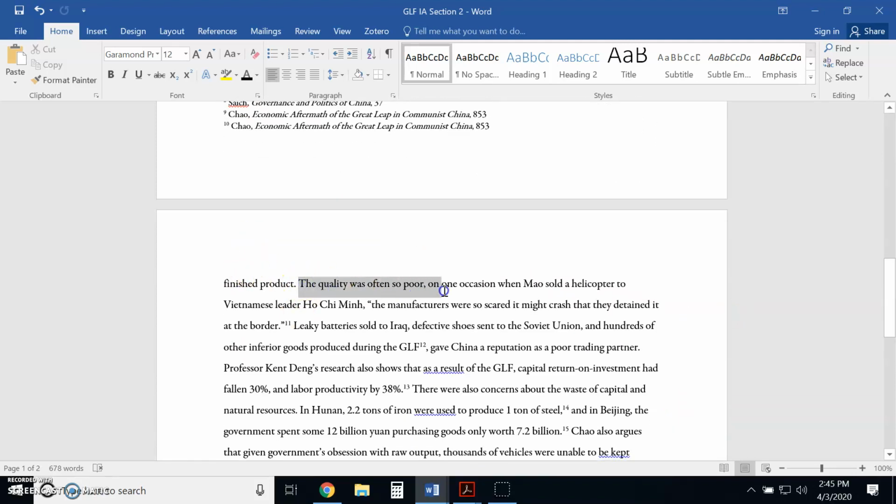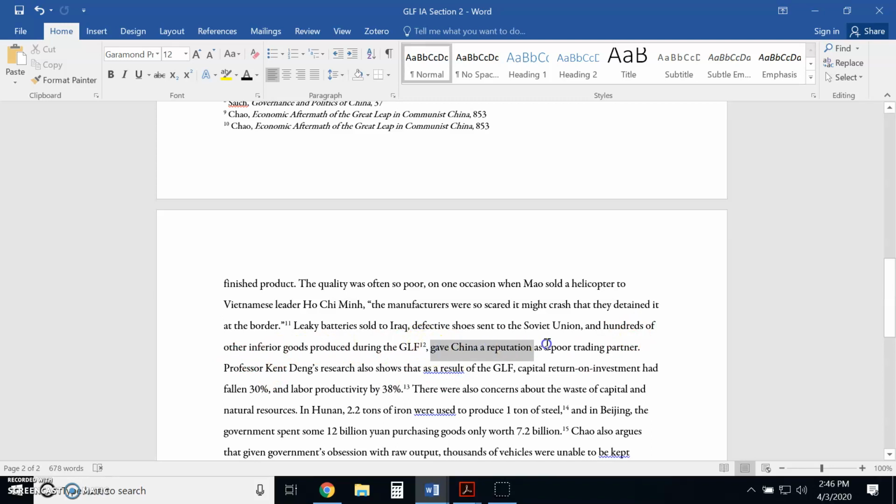The quality was often so poor that on one occasion when Mao sold a helicopter to Vietnamese leader Ho Chi Minh, quote, the manufacturers were so scared it might crash that they detained it at the border. Leaky batteries sold to Iraq, defective shoes sold to the Soviet Union, and hundreds of other inferior goods produced during the Great Leap Forward. And that's paraphrased.